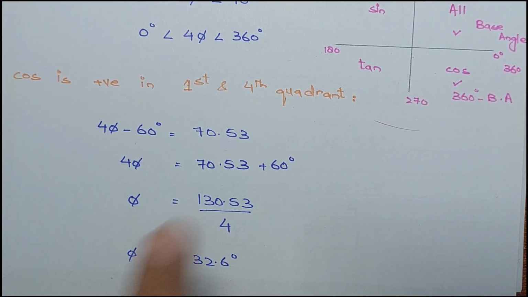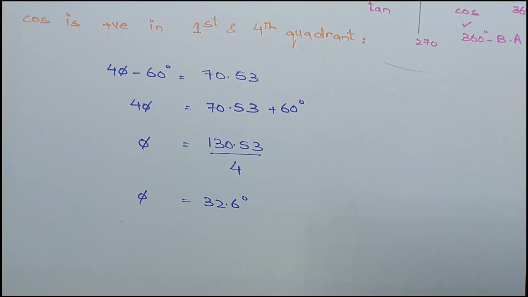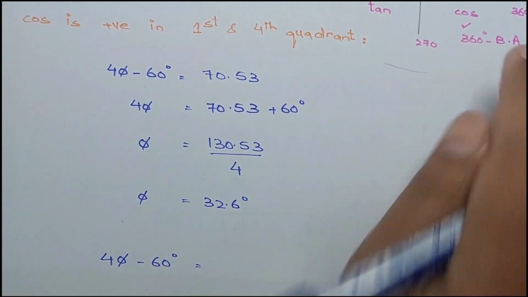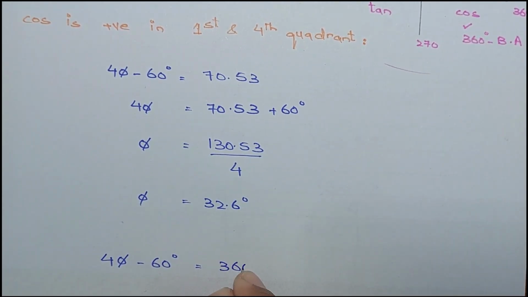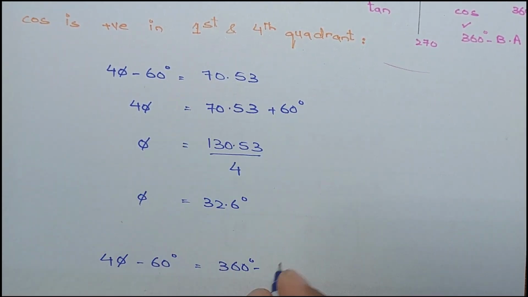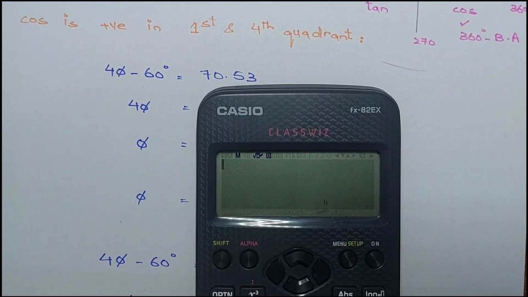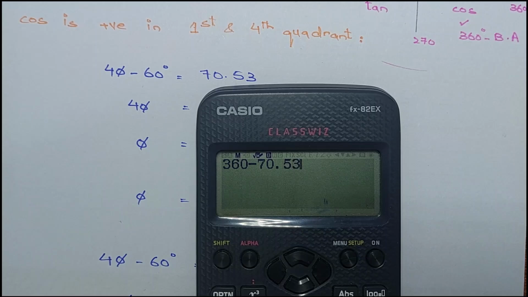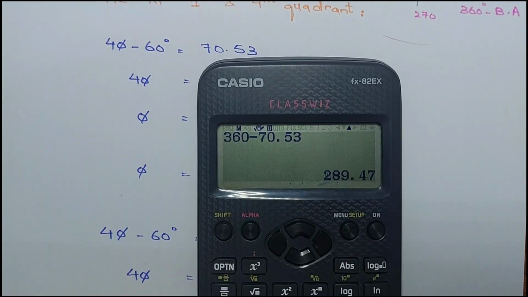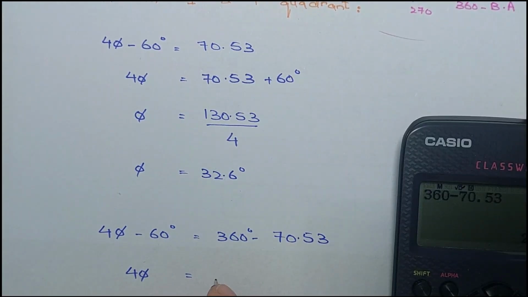This value of phi is between 0 and 90, right? And cos is also positive in the fourth quadrant. So what is the answer for the fourth quadrant? The angle is equal to 360 minus the base angle. So 4 phi minus 60 would be equal to 360 degree minus the base angle 70.53, which is 289.47.